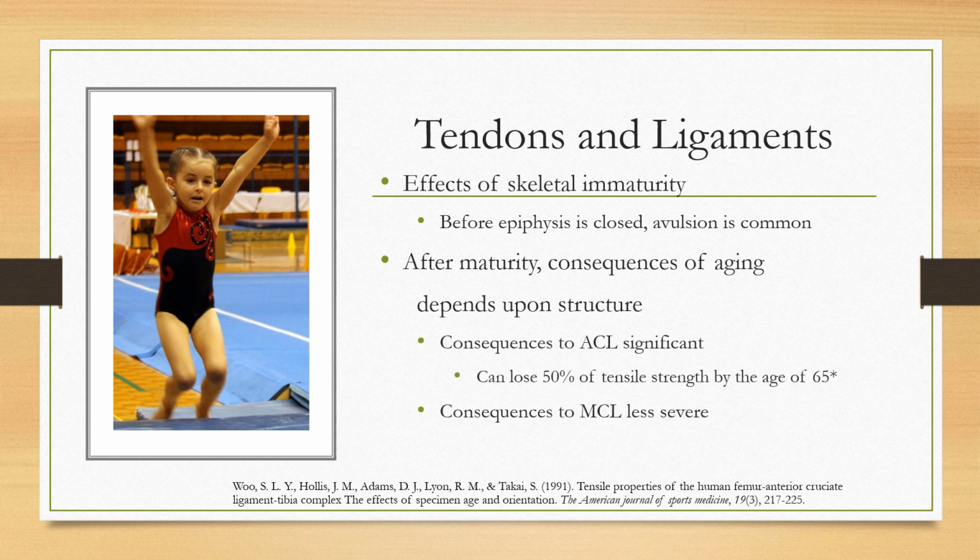So, for example, the consequence to the ACL is very significant. The ACL can lose 50% of its tensile strength by the age of 65. The consequences to the MCL are less severe, probably because the MCL has a much better intrinsic circulation than does the ACL.